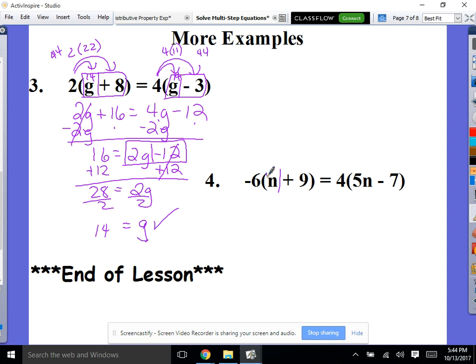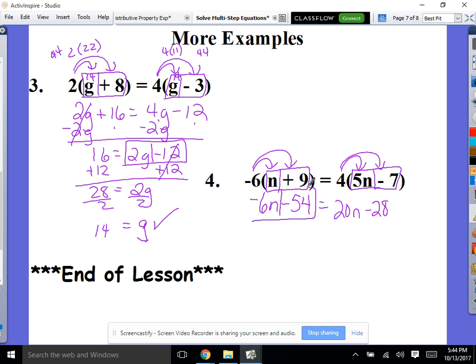Last one, box in your terms inside the parentheses and multiply by what's outside. Negative 6 times n is negative 6n. Negative 6 times positive 9 is negative 54. 4 times 5 is 20. 4 times negative 7 is negative 28. Box in terms. Variable, constant, no like terms.